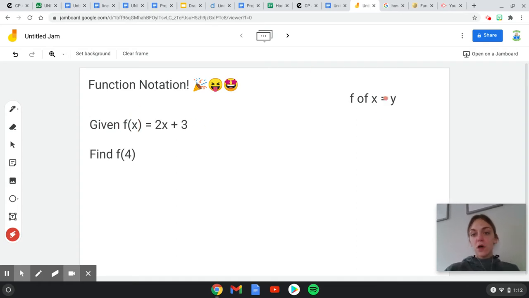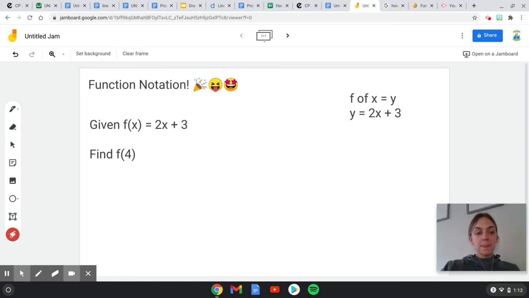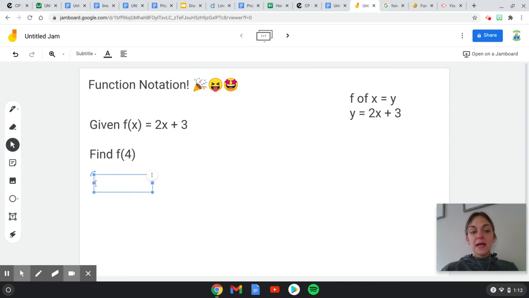So it could be like saying y equals 2x plus 3, which you guys are familiar with, but we're just using f of x now. And this is so we can evaluate it when x is a certain number. So when it's telling us to find f of 4, all we have to do is write down our equation.